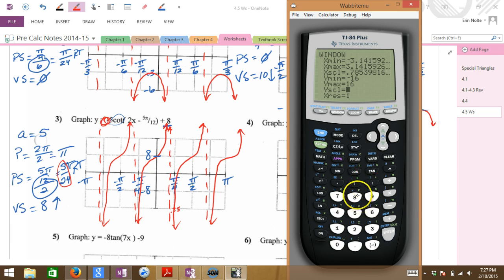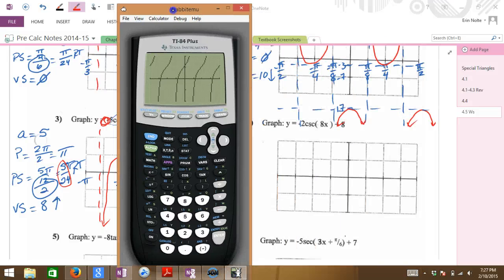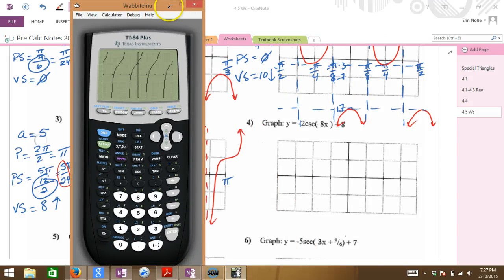And by increments of 8. Alright, so here comes my moment of truth. And I'd say that looks pretty darn close to what I've drawn. I like it. Alright, so here's the last one that I'm going to do for you guys.